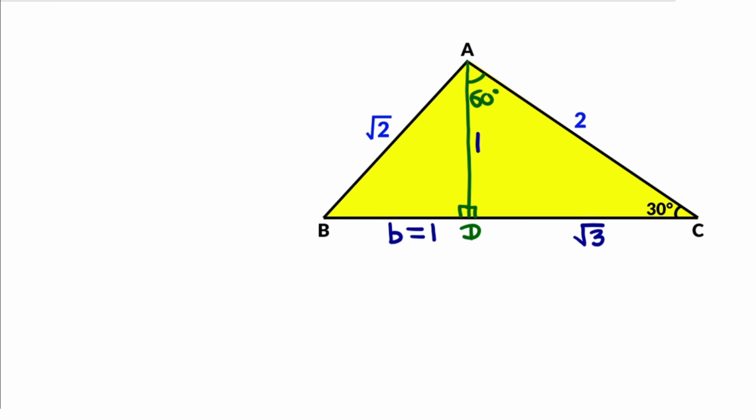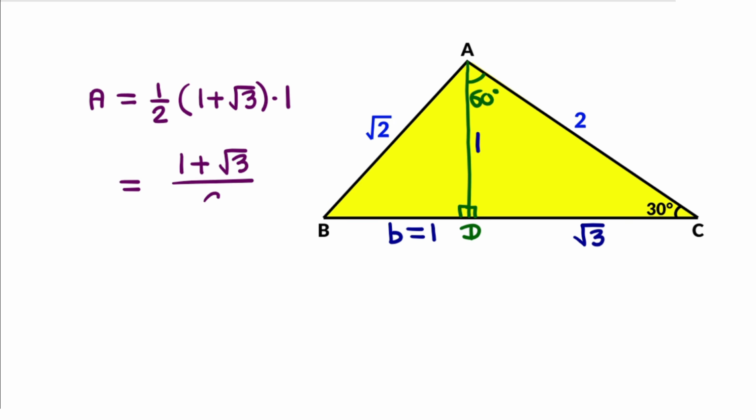Now substitute everything into the area formula. Area equals 1/2 times the quantity 1 plus the square root of 3 times 1. So the exact area of the triangle is the quantity 1 plus the square root of 3, all divided by 2. If you check that on a calculator, it's approximately 1.37 square units.